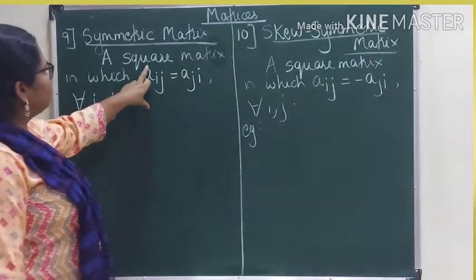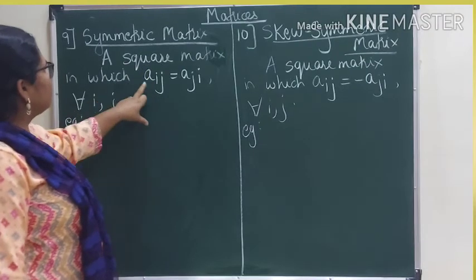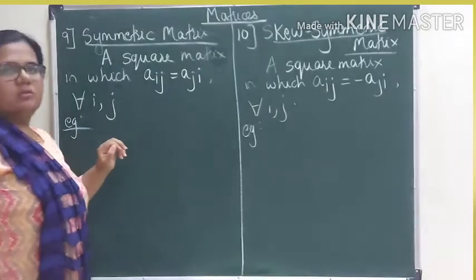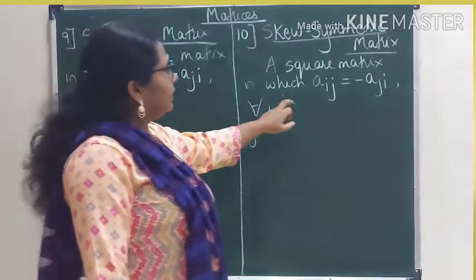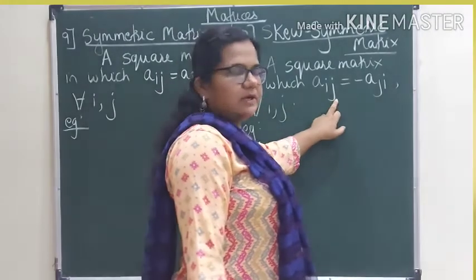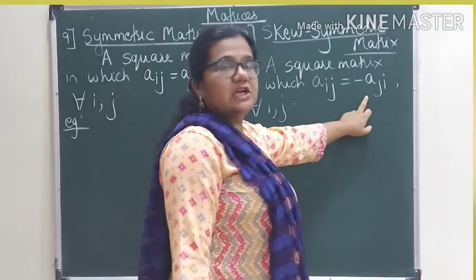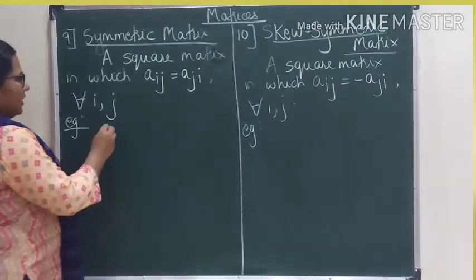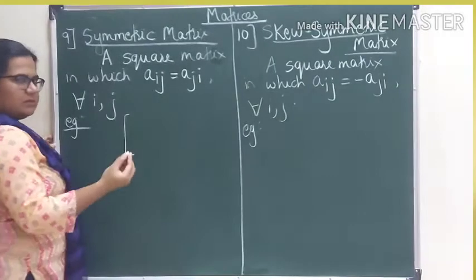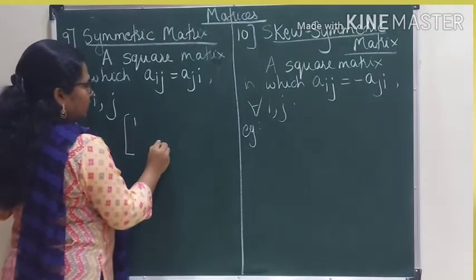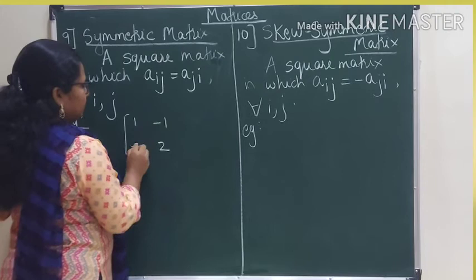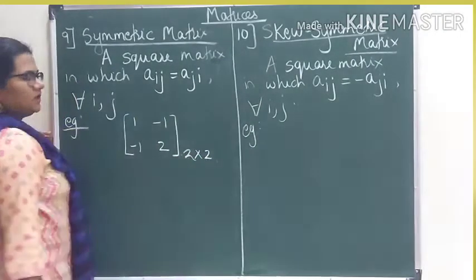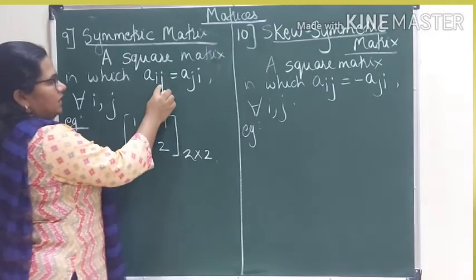So you can see the definitions. Symmetric is a square matrix in which Aij is equal to Aji for all i, j, and for skew symmetric, exactly opposite, the Aij-th element should be the negative of the Aji-th element. Now I will give you examples so that it is clear. Now take, it is a square matrix, that means order will be same, 1, 2, minus 1, minus 1.